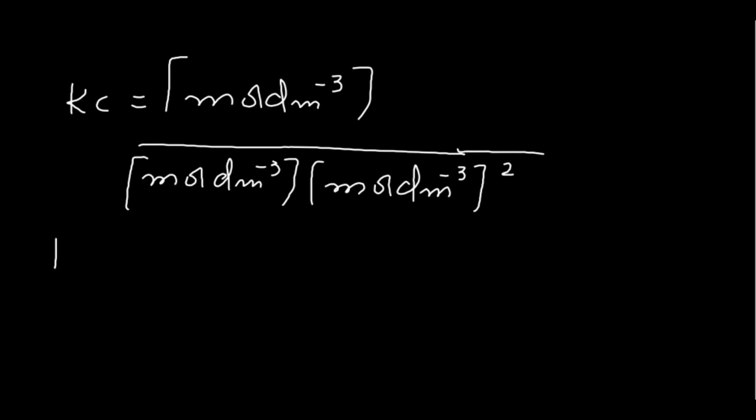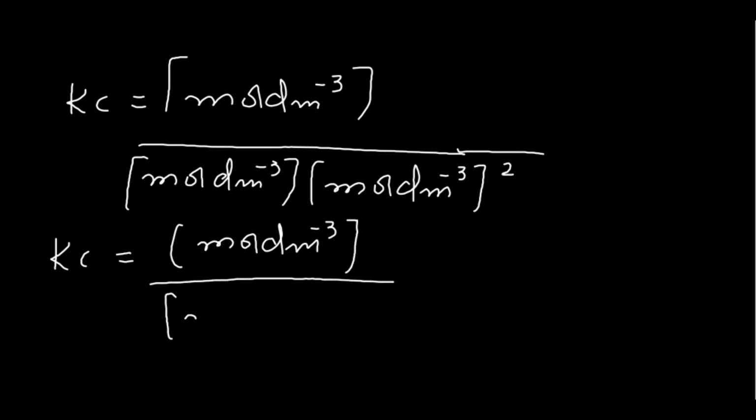Now here we will write Kc is equal to mole per cubic decimeter, right students? Over mole per cubic decimeter, 2 plus 1 is equal to 3. So we write here 3, right students? Now we will see the next step of this reaction. In the next step, Kc is equal to mole per cubic decimeter, 1 minus 3, right students?